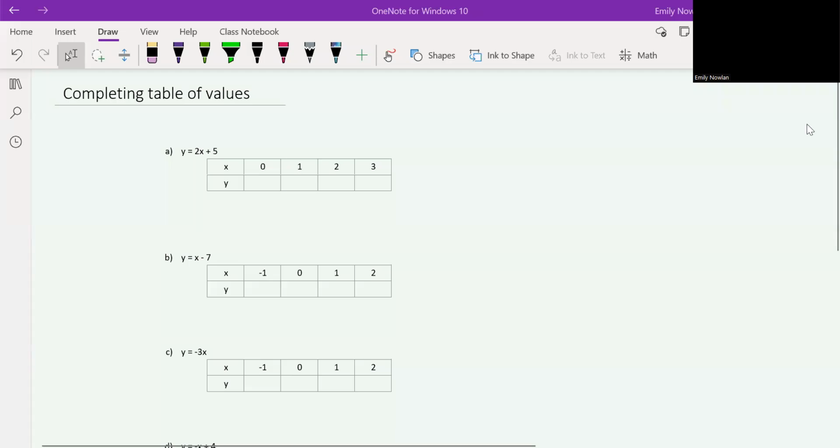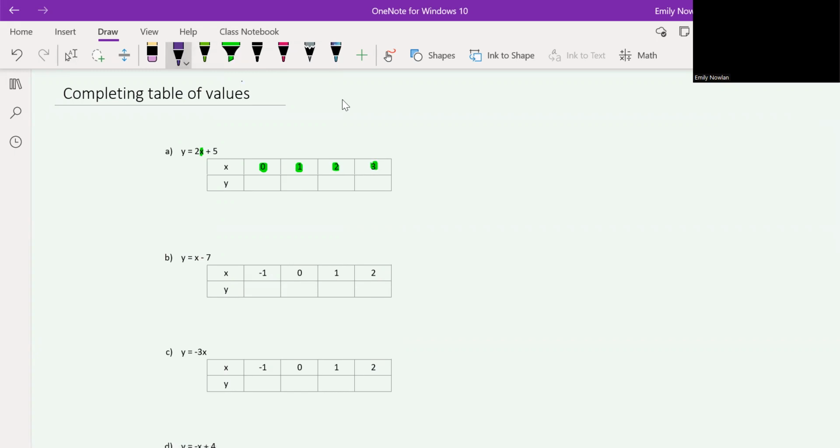Hello everyone, we're going to fill in tables of values. What you will notice when you look at a table of values is you have a rule, and in the rule there is an x or an unknown, and those x's change. So here are all the different x's we're going to substitute into this rule. Let's go ahead and do this first one.